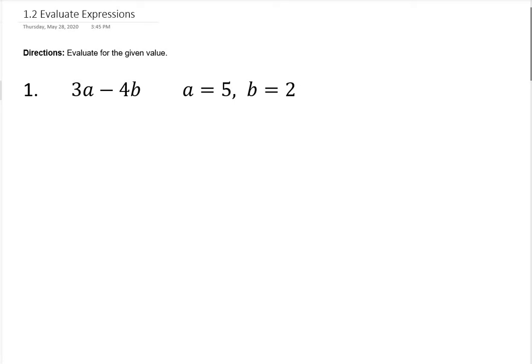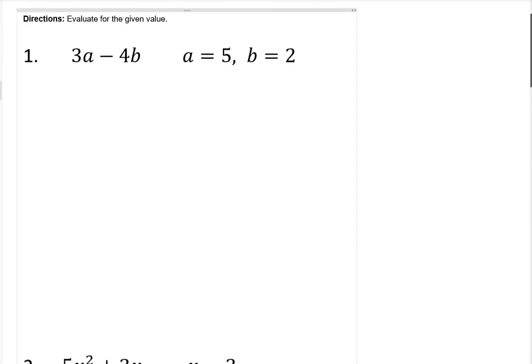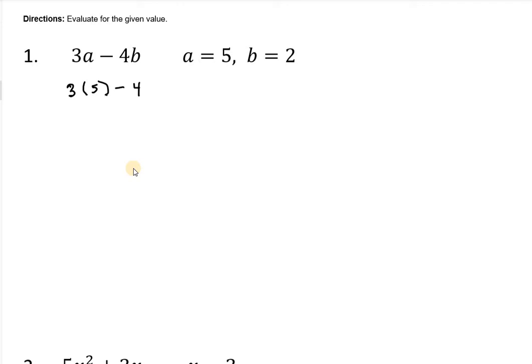Okay, in this lesson, we're going to be looking at evaluating expressions, and my directions say evaluate for the given value. And you can see on problem 1 here, I'm given the expression 3a minus 4b, and I'm told that a is going to equal 5 and b equals 2. So this 3a means 3 times a. So when I put 5 in place of that a, I'm going to have 3 times 5. And when I put 2 in place of the b, I'll have 4 times 2.